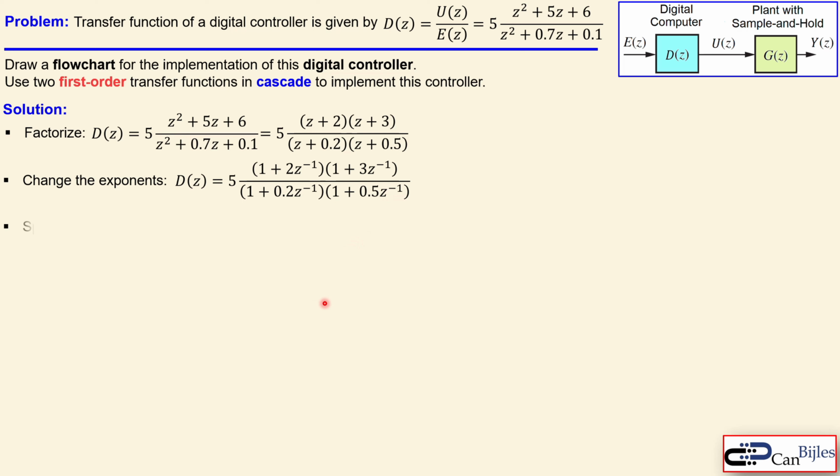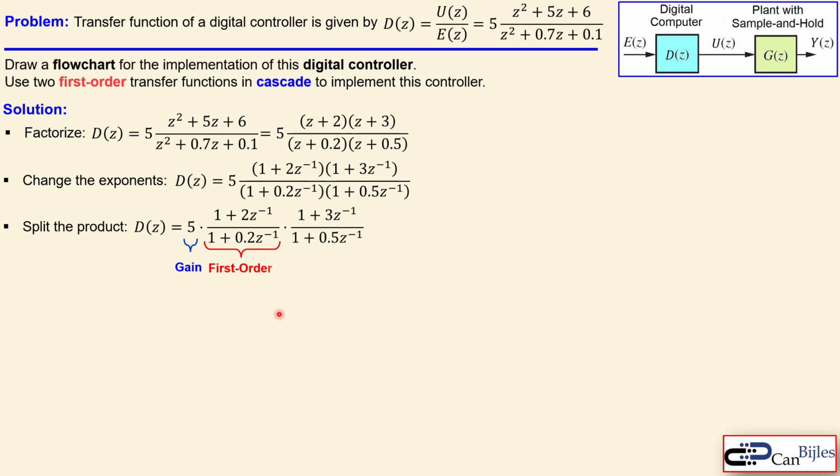Now we will split this in product. So split the product. We have now actually a product of 3 terms. We have a 5. This. We have a fraction here, which is (1 + 2z^-1) over (1 + 0.2z^-1). And also the other one. Now we have 3 parts. This is the gain stage. The second one is the first order transfer function stage. Another one is again a first order transfer function, but it's done in the second stage.